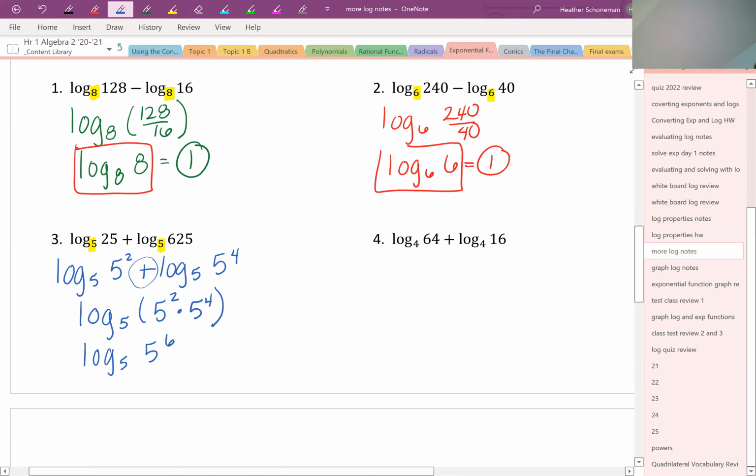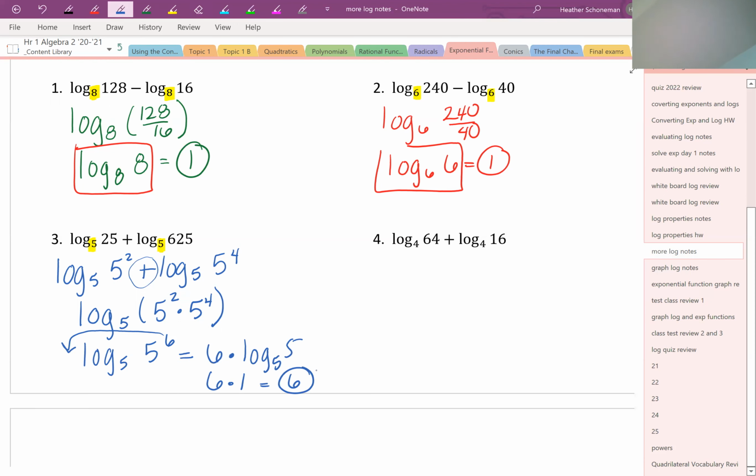You're like, oh my gosh, this is a total waste. We're getting nowhere. No, quite the opposite. We're almost there. If I've got an exponent, I can put it in front. And now look what happens. Then it becomes 6 times log base 5 of 5. And log base 5 of 5 we know is 1. So this is just 6 times 1, which is 6. We've got an answer. So we were able to simplify that problem by using our log properties. And that's why the log properties are helpful.